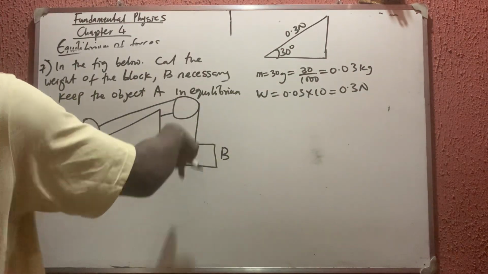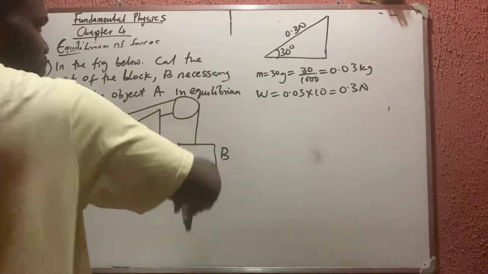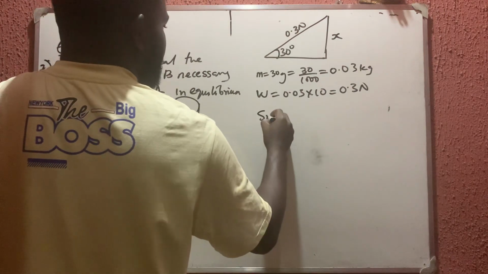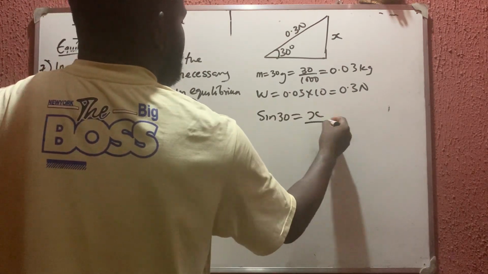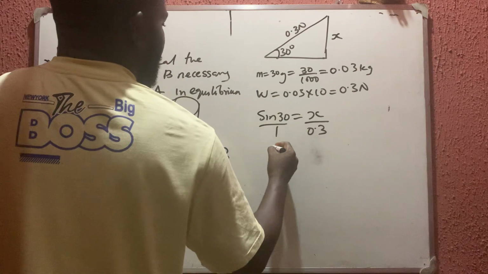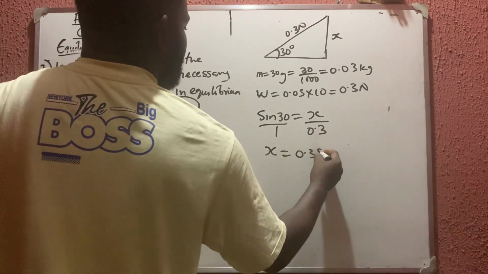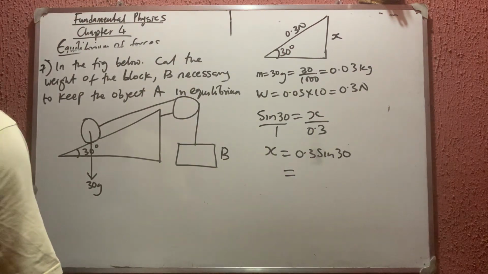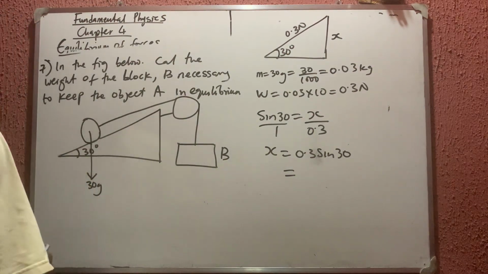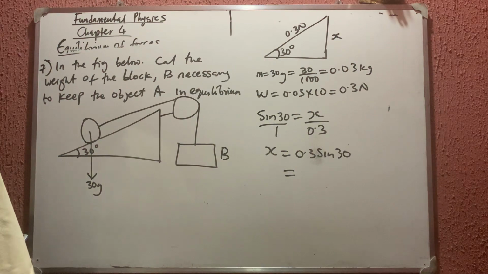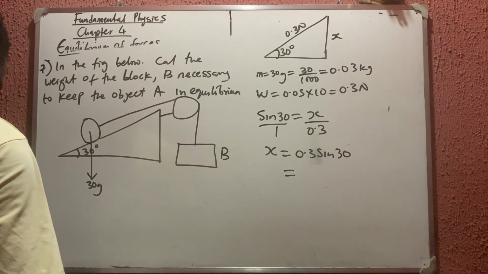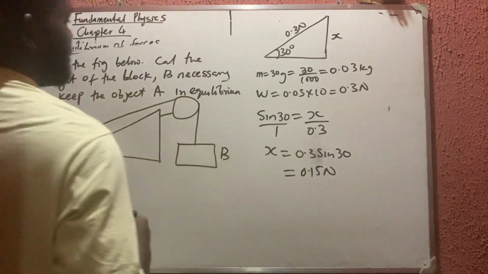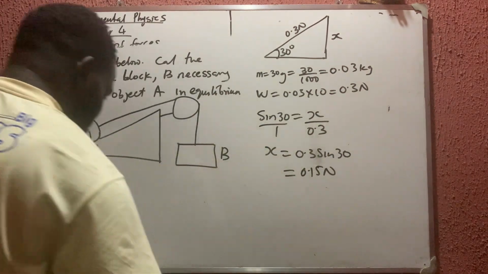Okay, so we need to calculate the weight of this block. The weight of block B is coming here, which is X. So you now have opposite over hypotenuse, that sine 30 is equal to X over 0.3. So X will now be 0.3 sine 30, which gives 0.15. So I have 0.15 Newton. So that is that. We move to the next question.